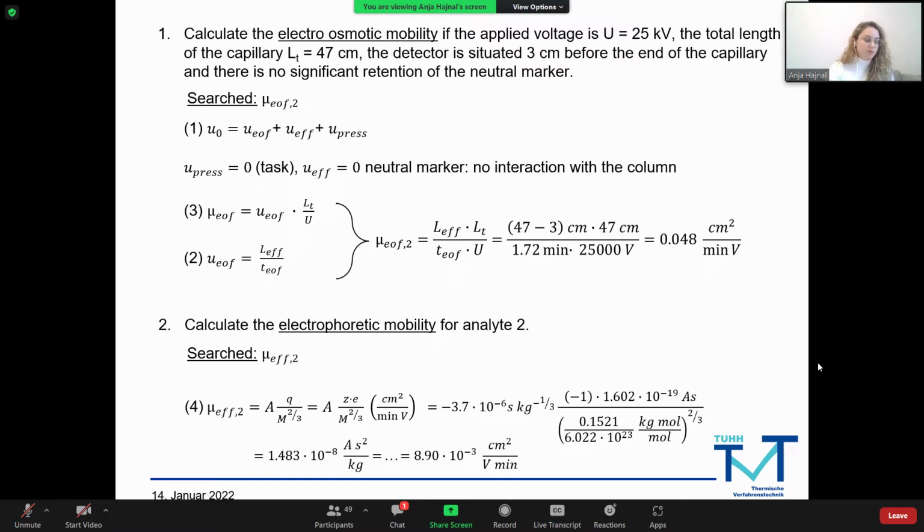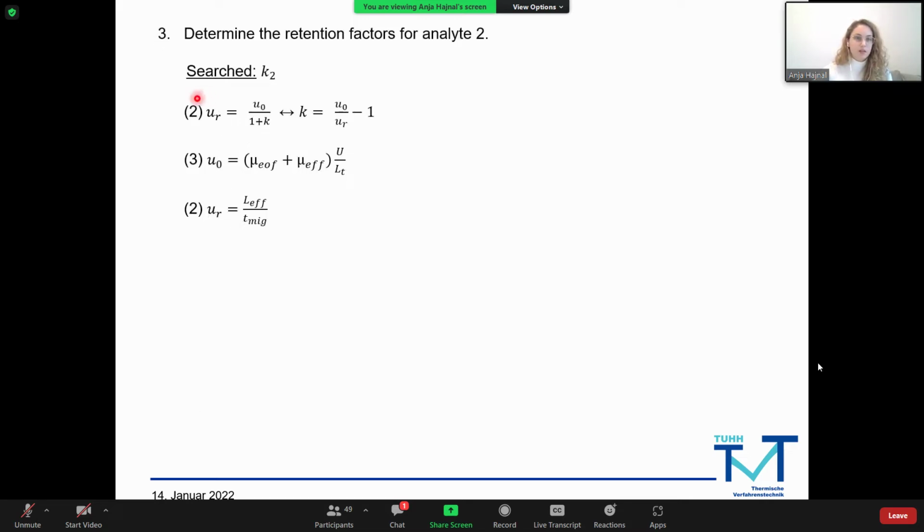Now under 3, the third task for today is to determine the retention factor for the same analyte, analyte 2. If you pay attention to equation number 2, here we have the velocity of a retained compound. And here is where our retention coefficient figures. If we rearrange this, we will get that the retention coefficient equals the velocity of an unretained compound over the velocity of a retained compound minus 1.